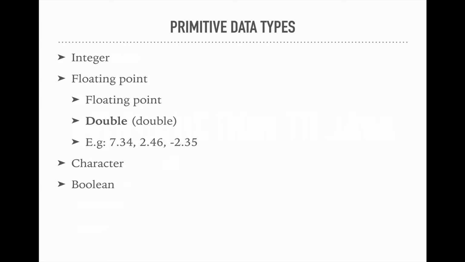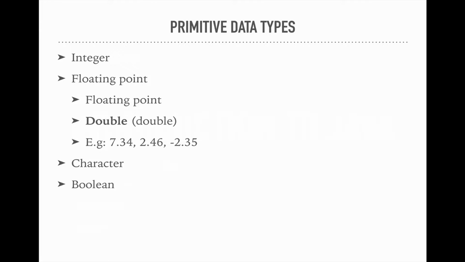We have 2 types of floating point, which are float and double. The difference between the 2 types is their precision. And float or double holds a number with a fractional part. It has 3 parts: an integer part, a decimal point represented by a period, and a fractional part. For example, we have 7.34, 2.46, and minus 2.35.